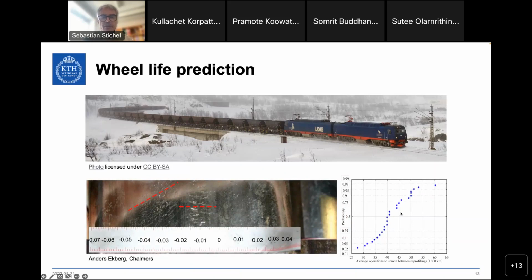And here you see, I hope you can read it, the probability that a wheel needs to be reprofiled as a function of the mileage. After already 40,000 kilometers, about 50% of the wheels needed reprofiling. So it's quite often, and if you can predict that, or with some measures perhaps even extend that interval, you could save quite a lot of money.